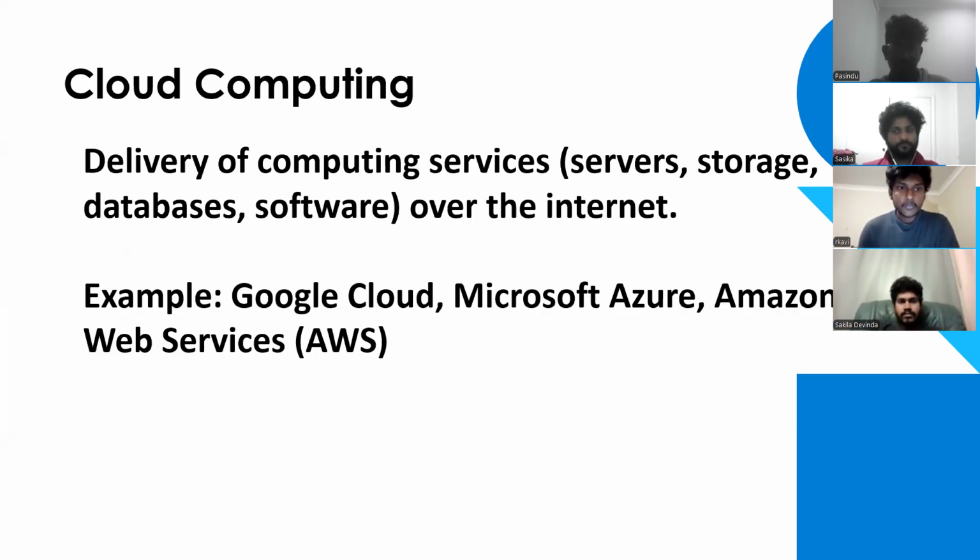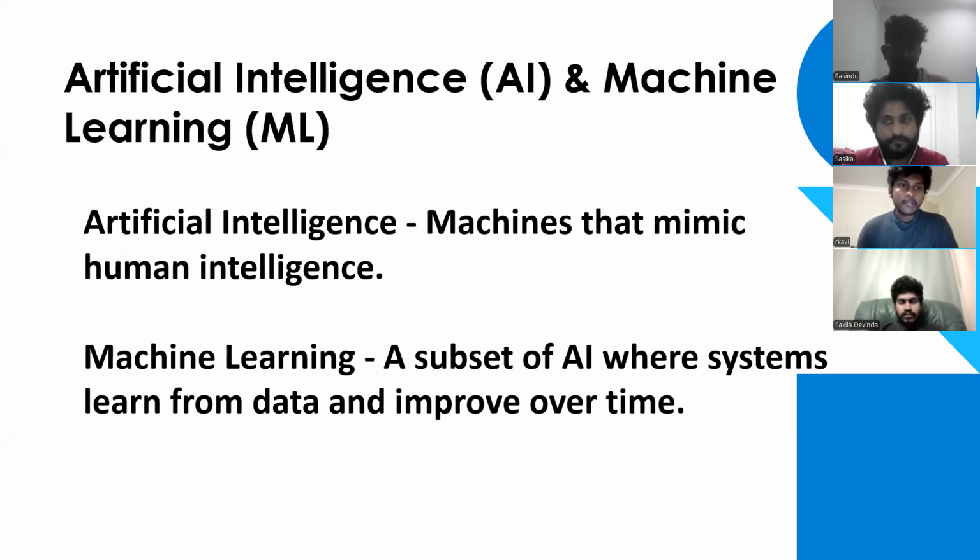The first one is cloud computing. Cloud computing means delivery of computing services over the internet. Examples are Google Cloud, Microsoft Azure, and Amazon Web Services. Our next slide describes artificial intelligence and machine learning. AI means machines that mimic human intelligence, and machine learning is a subset of artificial intelligence where systems learn from data and improve over time.